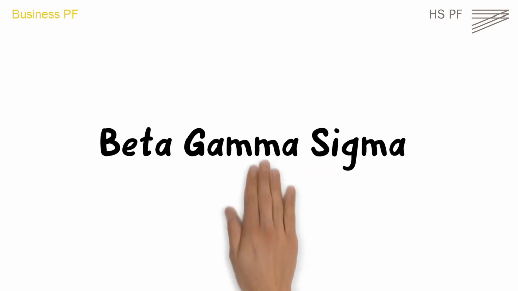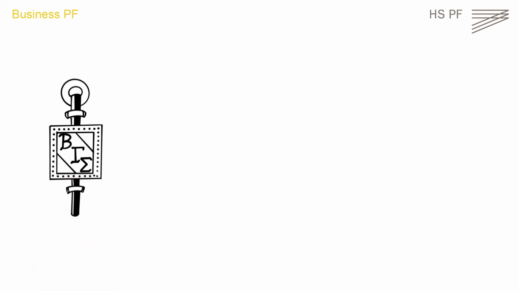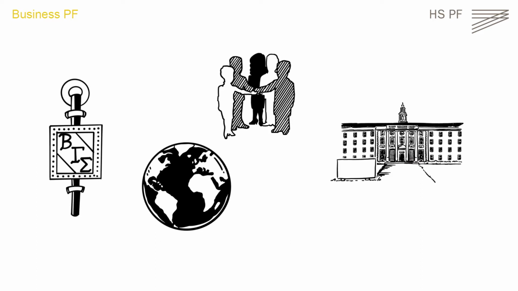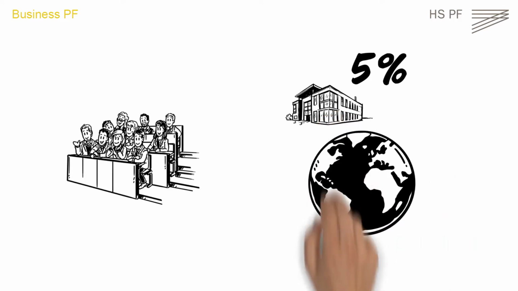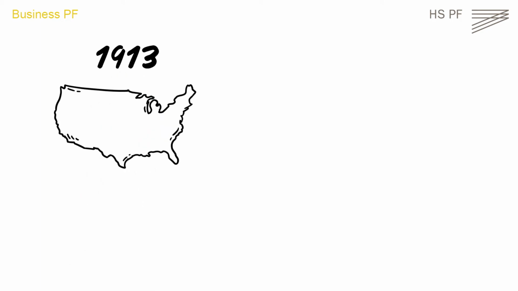Briefly explained, Beta Gamma Sigma. Beta Gamma Sigma is an international business honors society for AACSB accredited business schools. That means for the best students from the top 5% of all business schools worldwide. The honors society was founded in 1913 in America and currently has members in more than 190 countries.